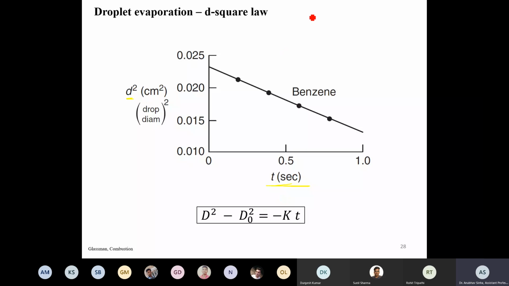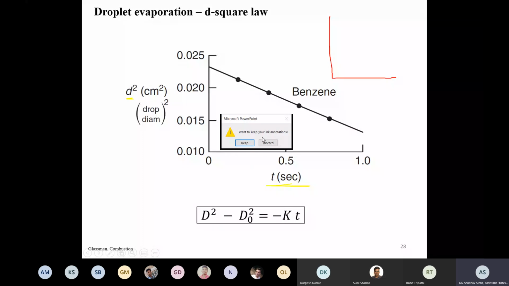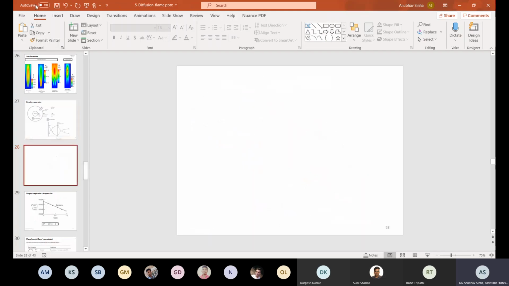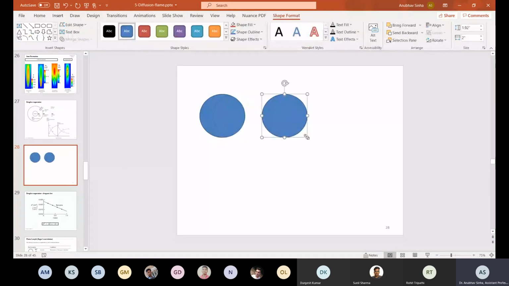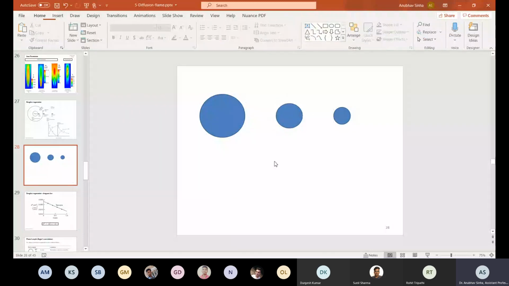Okay, so let me draw a sketch. Last time, forget about this plot. Let me make a new one. You all can see my screen, right? Okay, so let us say initially I have a big droplet. With time, because it is evaporating, the diameter will get reduced, right?